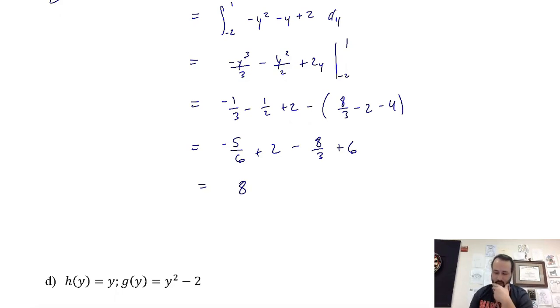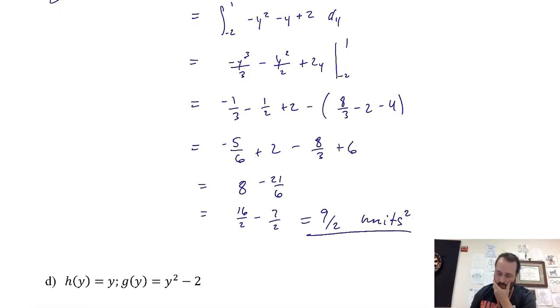And let's see, that will be 16 over 6, so minus 21 over 6, which would be 7 over 2. So let's turn 8 into 16 over 2, so 16 over 2 minus 7 over 2 would be positive 9 over 2 units squared. And that would be my answer.